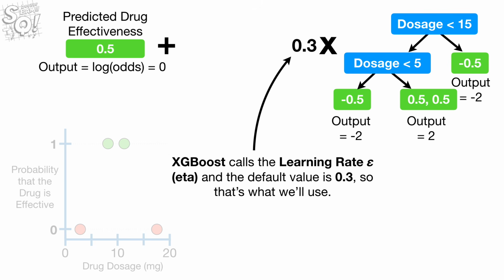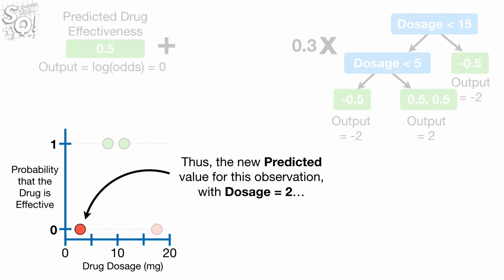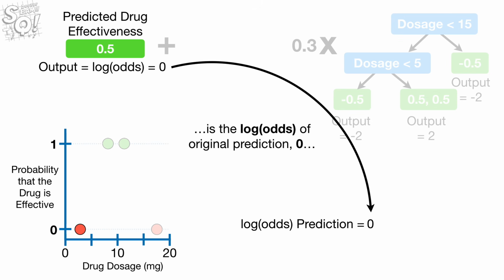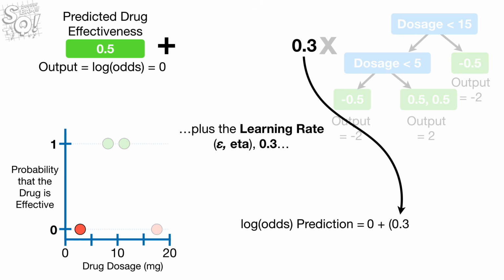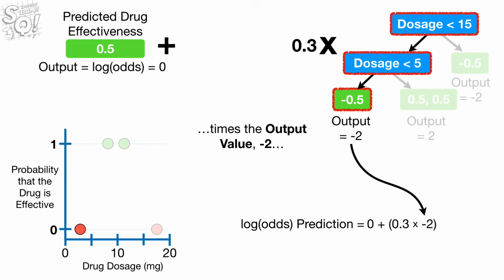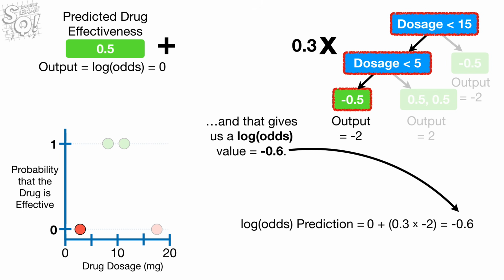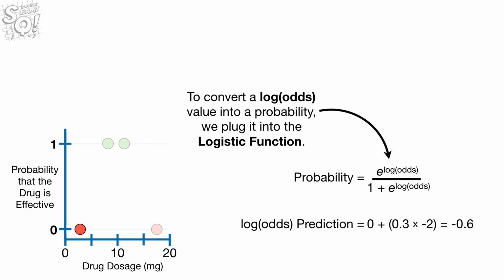XGBoost calls the learning rate eta, and the default value is 0.3, so that's what we'll use. Thus, the new predicted value for this observation with dosage equal 2 is the log of the odds for the original prediction, 0, plus the learning rate, 0.3, times the output value, negative 2, and that gives us a log of the odds value equal to negative 0.6. To convert a log of the odds value into a probability, we plug it into the logistic function.